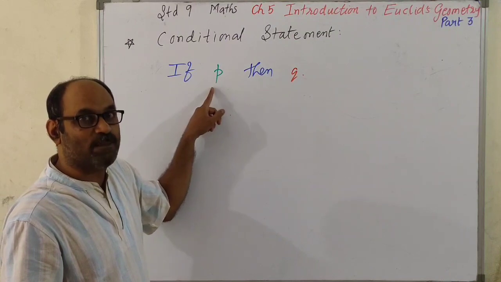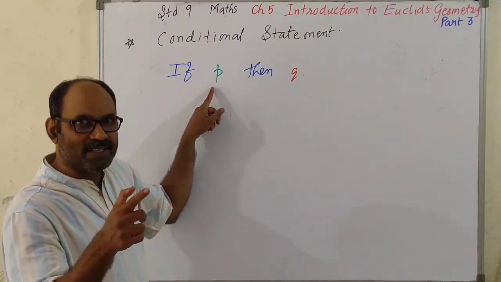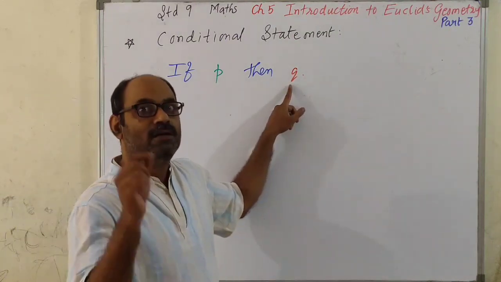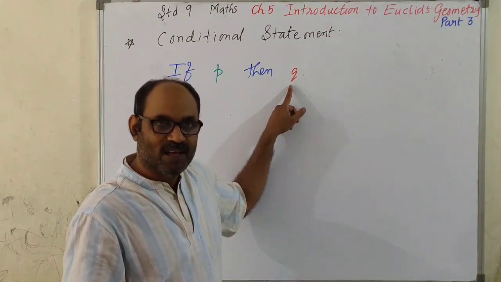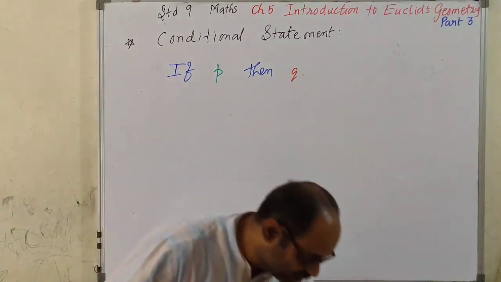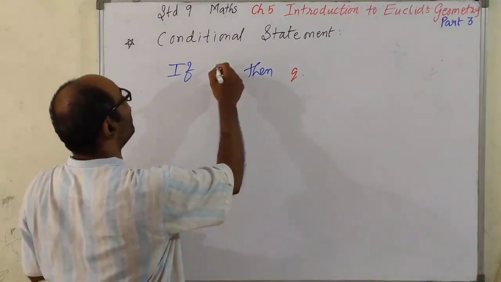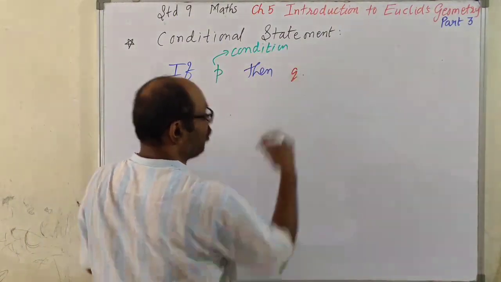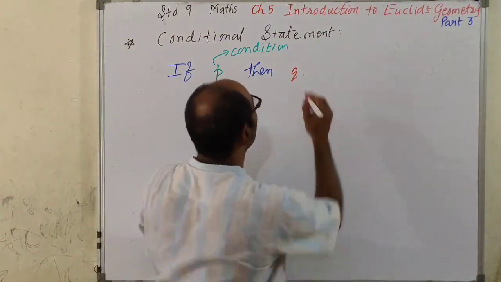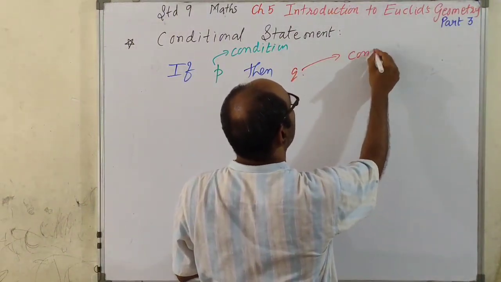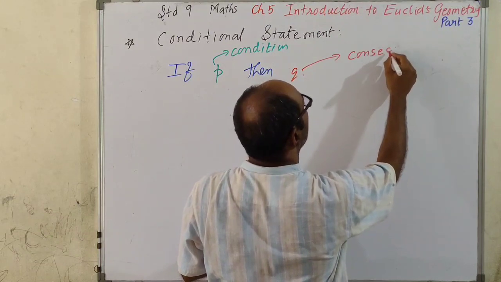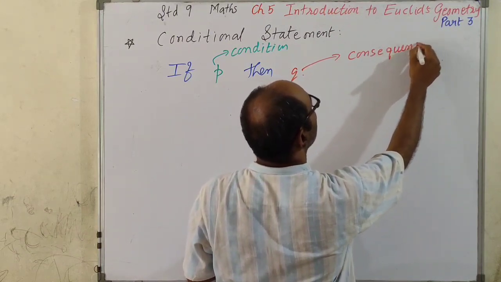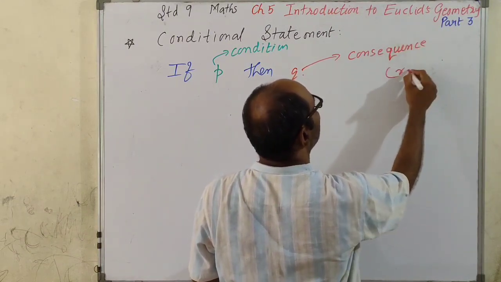P says, what is P? Get 90% marks. What is Q? You get your smartphone. So this is the condition. P is what? Condition. And Q is what? Consequence. Consequence means result.